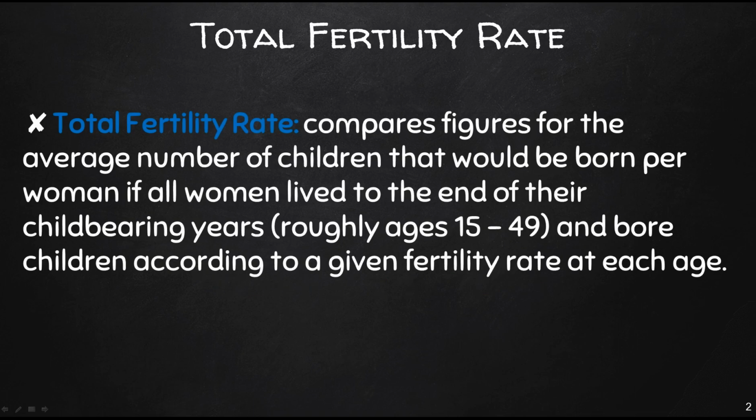So the definition of total fertility rate compares figures for the average number of children that would be born per woman if all women lived to the end of their childbearing years. Childbearing years are roughly ages 15 to 49. Where you find this statistic can vary a little bit, but it's roughly 15 to 49, with children born according to a given fertility rate at each age.